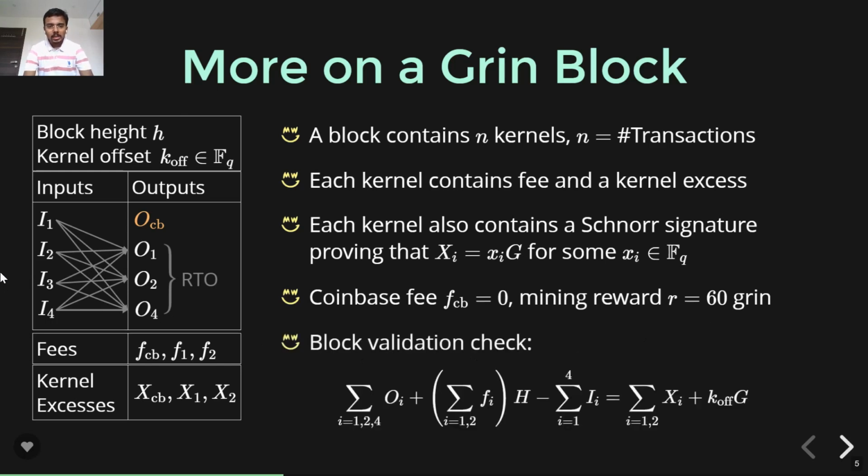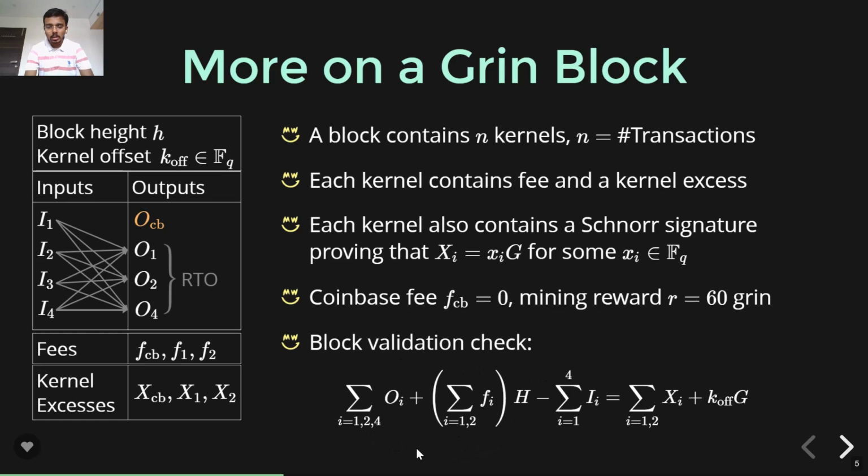And the block validation check looks something like this. So let's concentrate on the left hand side. We have the sum of outputs, the sum of regular transaction outputs plus the sum of fees times h, minus the inputs. So this check basically validates that no new amount is being created. The sum of amounts in inputs must be equal to the sum of amounts in outputs plus the fees. So on the left hand side the coefficient of h would be 0.